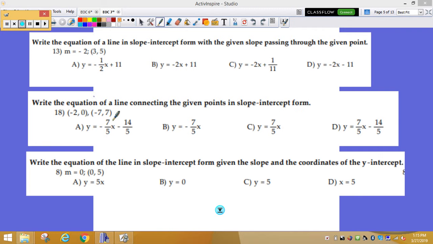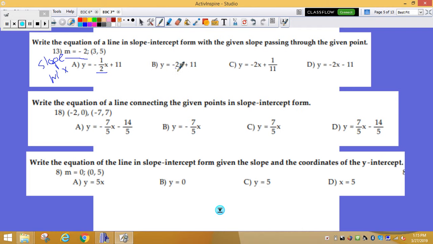Okay, so let's go through this. Write the equation of a line in slope-intercept form with a given slope that goes through the point. Okay, so a few reminders that I want to give you. M is slope. That's your first thing. M, slope, is the number with the x. It's the number with x.